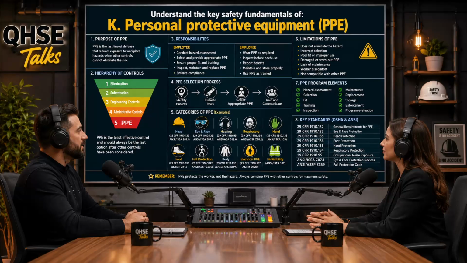To prevent that, we rely on the noise reduction rating, the NRR, which calculates the sound attenuation provided by earplugs or earmuffs. We are trying to reduce the ambient decibel level to a safe permissible limit, typically below an 85 decibel time-weighted average. But the NRR printed on the side of a box of earplugs is basically a laboratory fantasy. Right. If a box says NRR 30, it doesn't actually reduce the noise by 30 decibels in the real world, does it? It absolutely does not.